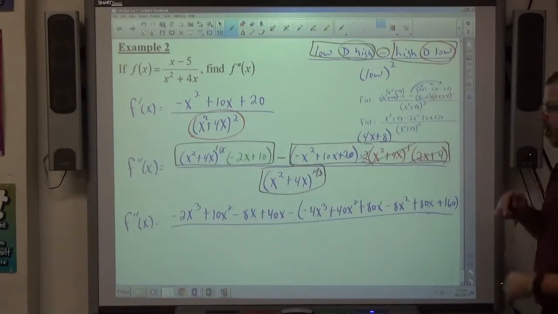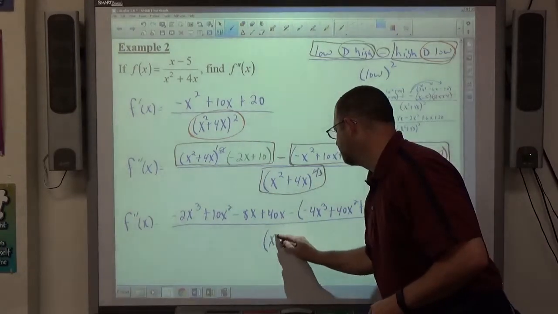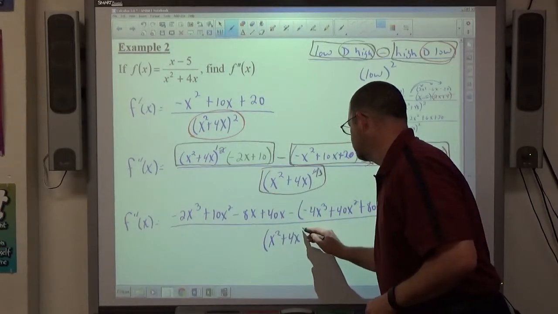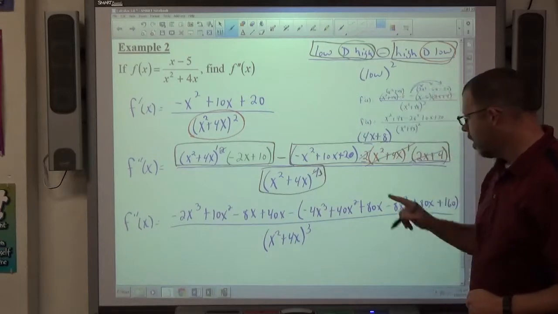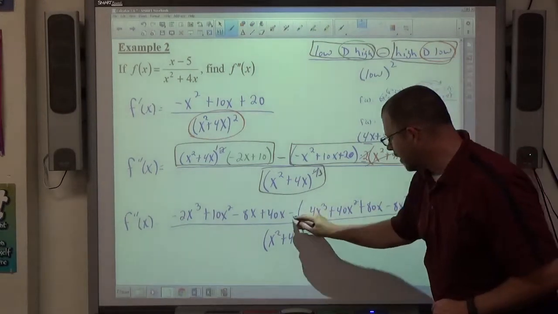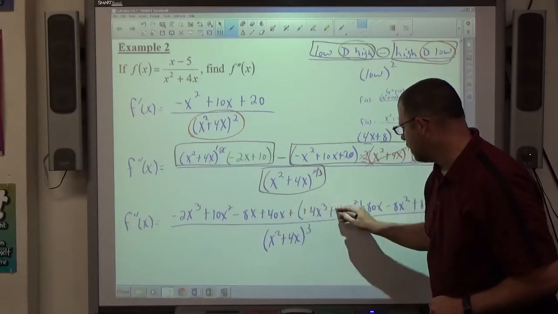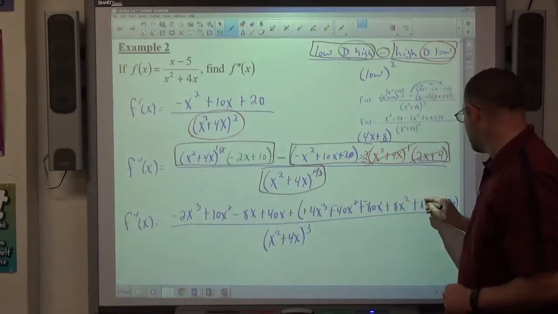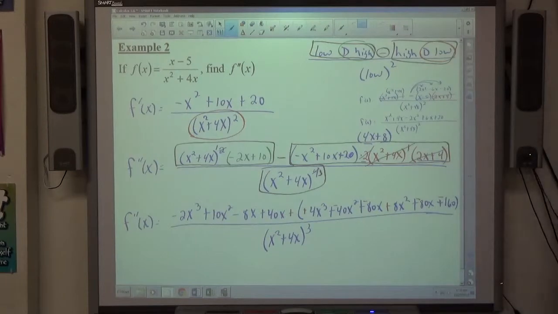The bottom is going to continue to be x squared plus 4x cubed. All this minus sign is going to do is change all these signs to their opposites, right? So if I make that a plus, that becomes a plus, that becomes a minus, minus, plus, minus, minus. Then I can pretend the parentheses aren't even there.